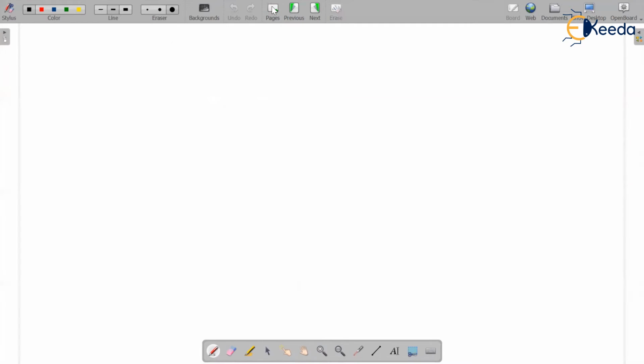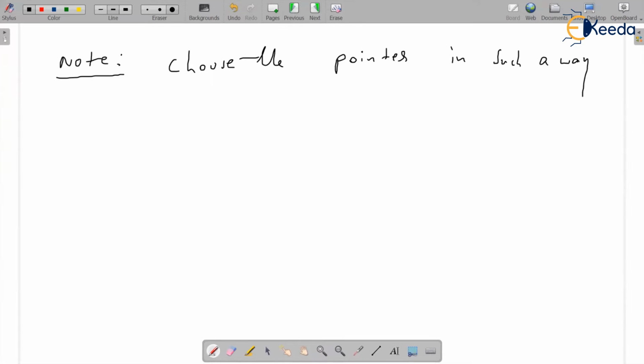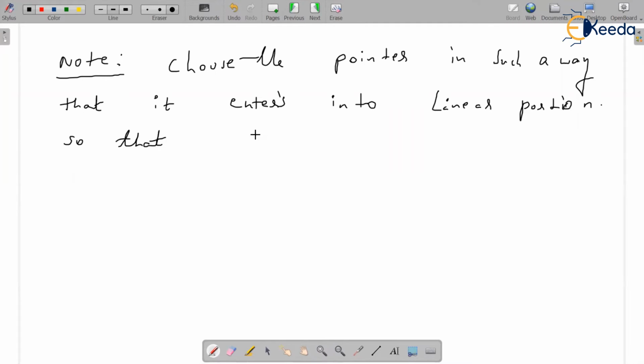Then next, I can give you one note. Choose a pointer in such a way that it enters into the linear portion, so that it may not lose accuracy. Okay, now a very important point.